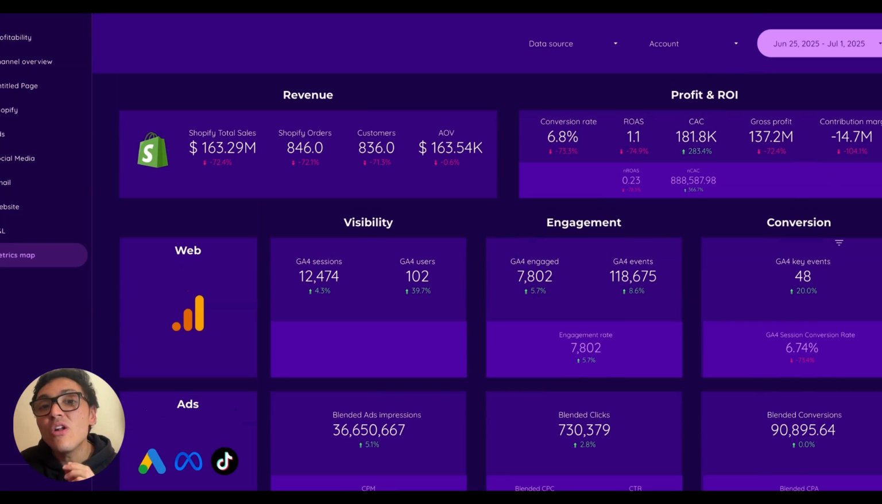And this is how you can understand your marketing data and your e-commerce data with this framework that hopefully you like and you find it very useful. See you in other lessons, and this is how you can create an e-commerce dashboard on Google Looker Studio.